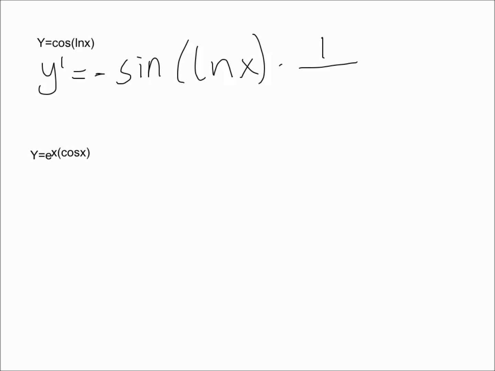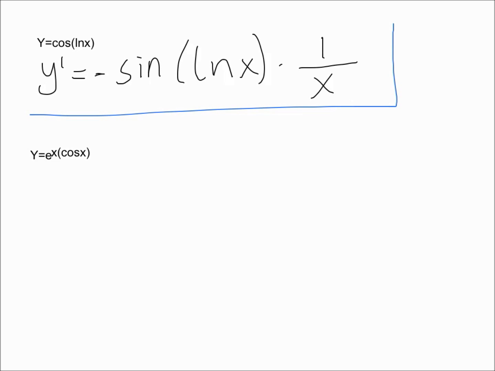Here we have our first problem. y is equal to cosine of ln x. So we'll start by writing y prime is equal to negative sine, because it's cosine, of u. Our u in this case is ln x, so you just write ln x, times the derivative of ln x, which, if you recall from the log functions, is 1 over x. Well, you can just leave it like that.